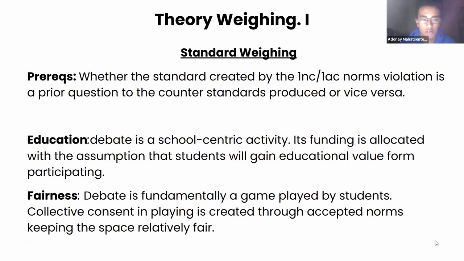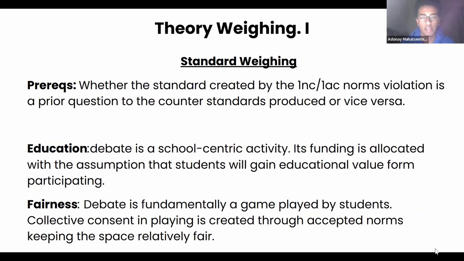The main forms that you're going to see are first, prereqs, just asking whether the standard created by the 1AC or 1NC and the norms that it violates are a prior question to either a counter standard, so the way you respond to a shell, or vice versa. So for example, if a shell has a strategy skew of another team not disclosing their case, then the prior question there could be accessibility, and any other standard read by the other team now lies as a prior question to that, because you can't have accessibility if there are strategy skews towards other teams.